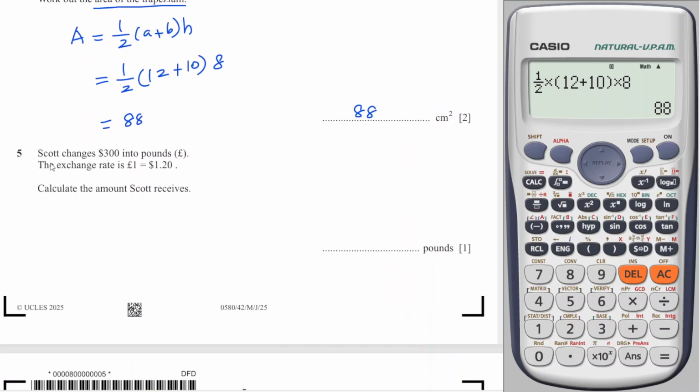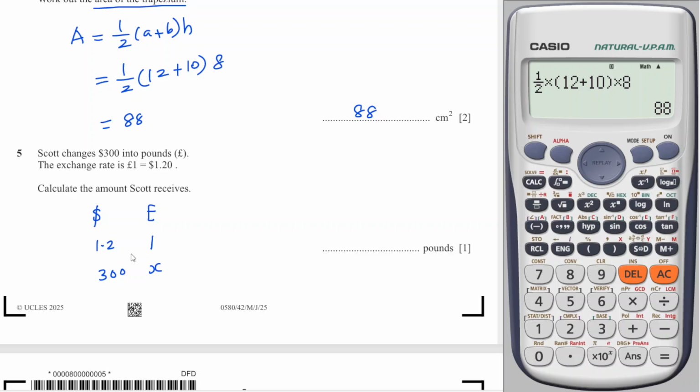Now Scott changes $300 into pounds. The exchange rate is $1.20 to 1 pound. Calculate the amount Scott receives. So we can write this as the dollars and this as our pounds. $1.2 is for 1 pound. So now we are going to change that $300 into how many pounds.